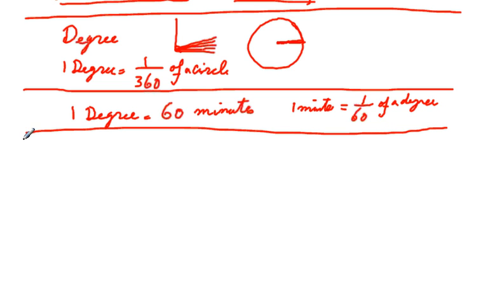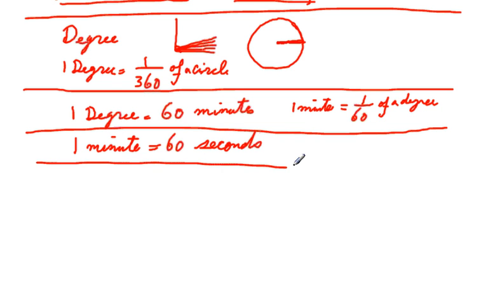As if that wasn't enough, they will go one more level. Let's say 1 minute is equal to 60 seconds. So by now, 1 degree is going to be how many seconds? 1 degree is 60 minutes. Each minute is 60 seconds. Careful. So my question is, fill up that blank.